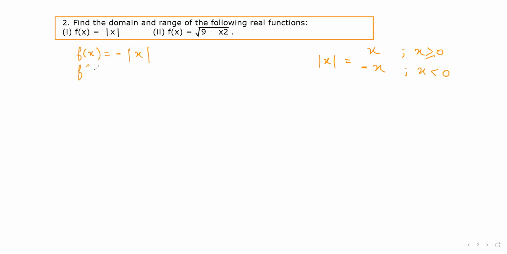Therefore f of x can be written as minus of mod x. When you place a minus sign over here, these signs will be inverted. So f of x is equal to minus of mod x, which can be written as minus x for x greater than or equal to 0, and its value is plus x for x less than 0.